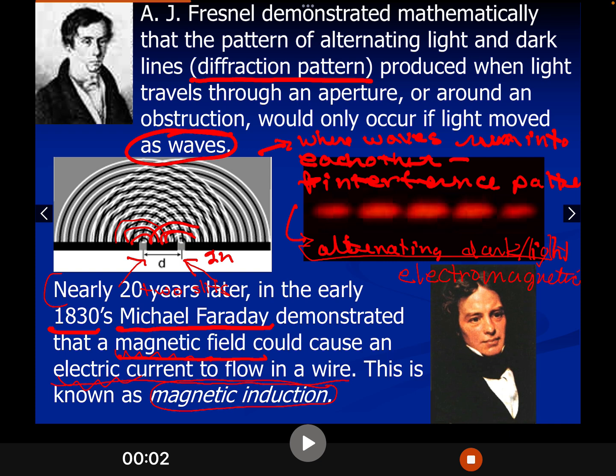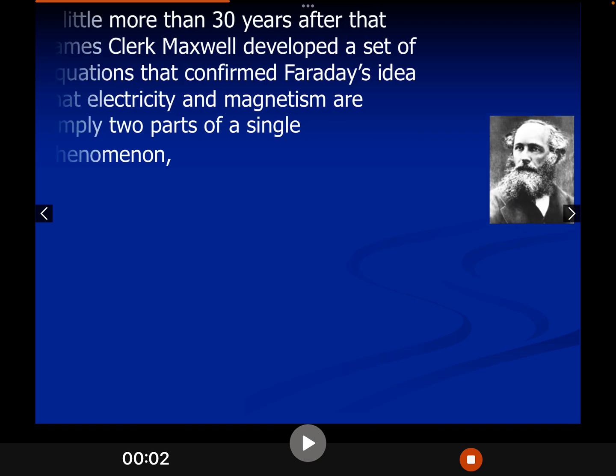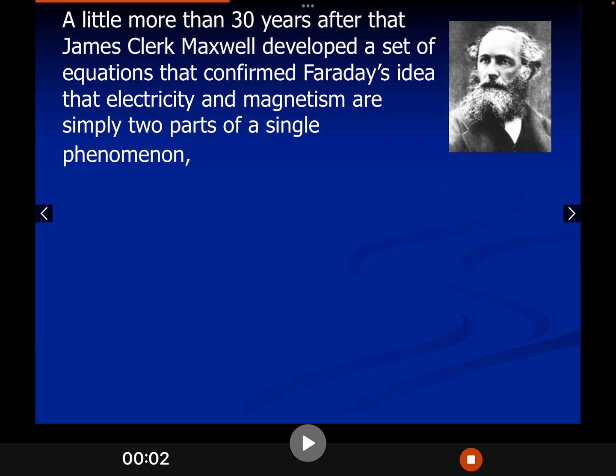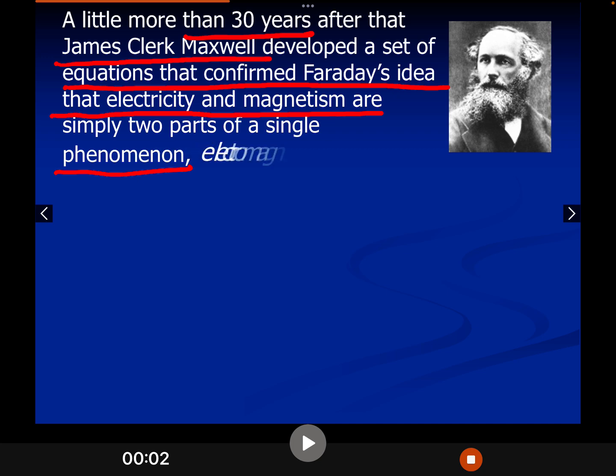So what the heck does this all mean when we start going into this? You will have, not in this show, in this video, but we will have a lot more work that comes up even later where they started battling about whether light was a wave or a particle. After another 30 years had elapsed, we have another person named James Maxwell, and he developed a set of equations that confirm Faraday's idea that electricity and magnetism are two parts of a phenomenon called electromagnetism.